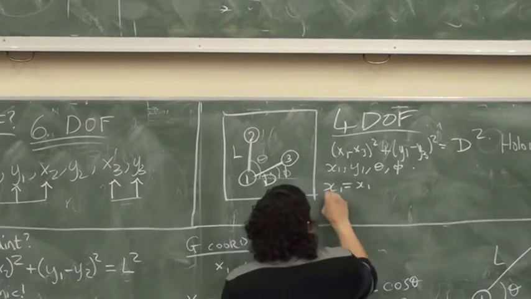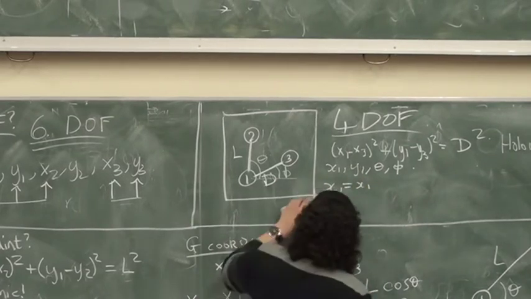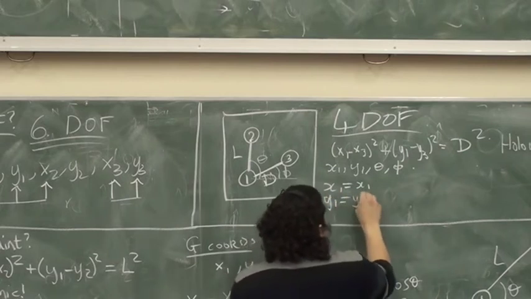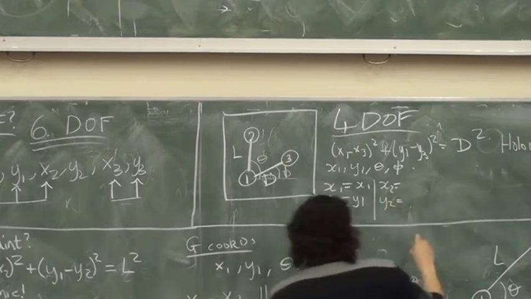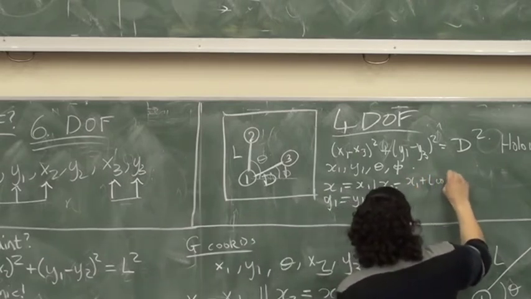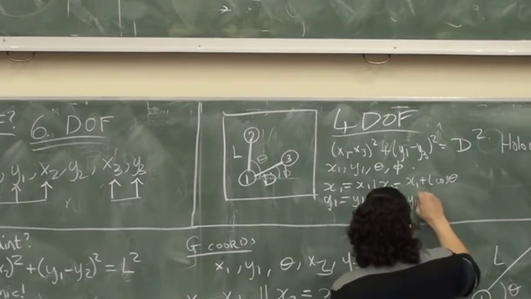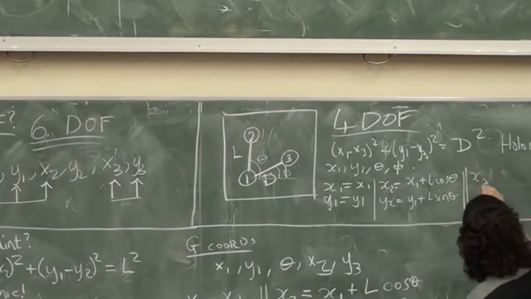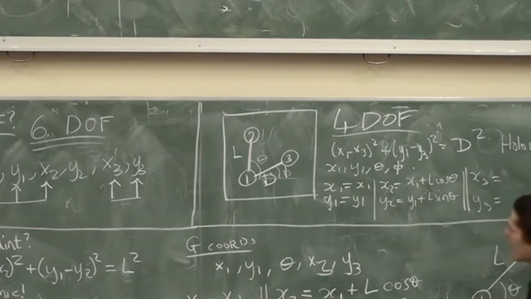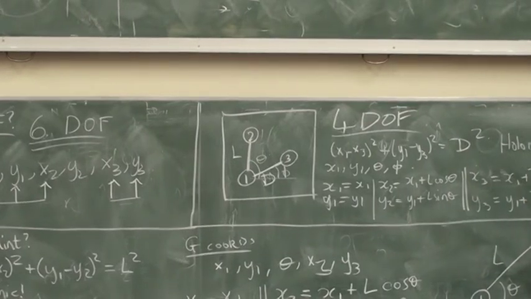x1 is x1, y1 is y1, x2 and y2 as before, x1 plus L cos theta, y1 plus L sin theta. Finally, x3 and y3 are given by x3 is x1 plus d cos phi, and y3 is y1 plus d sin phi.